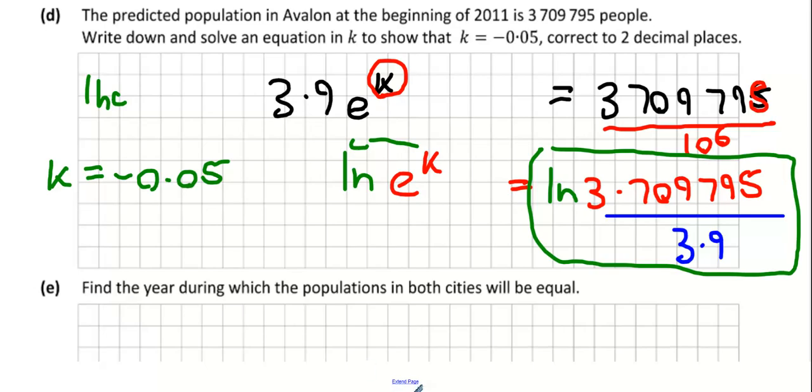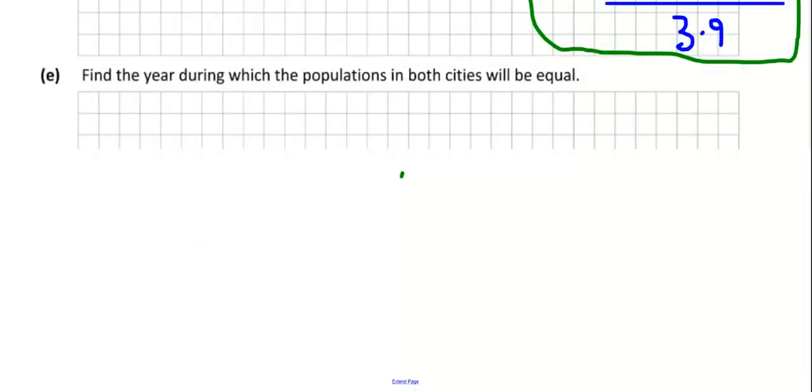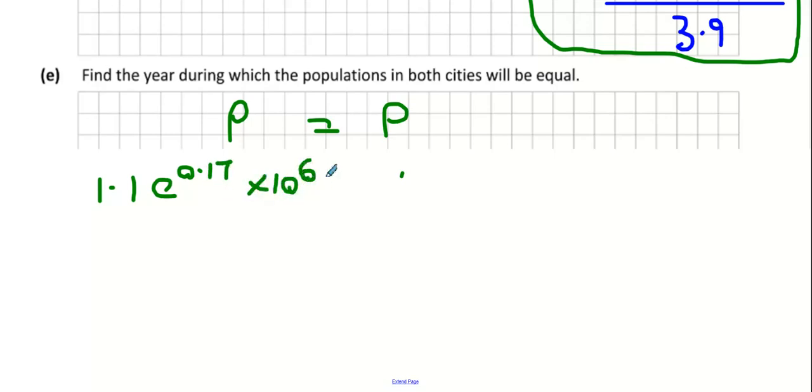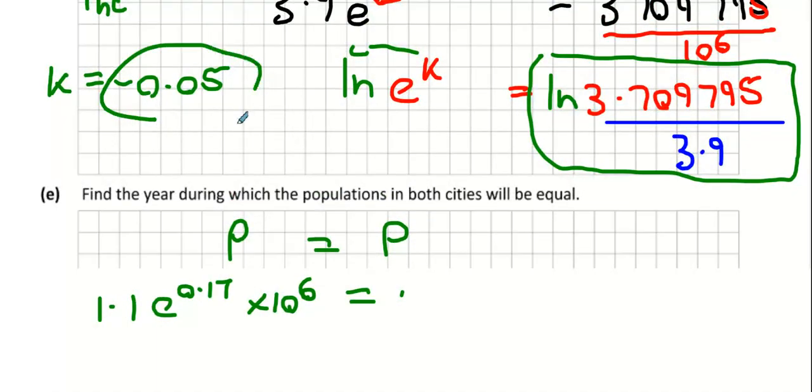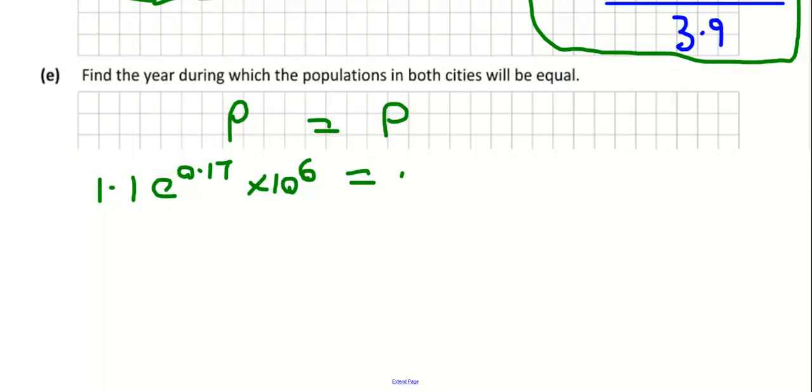Now, find the year during which the population of both cities is equal. Would everybody agree? P equals P. They're both the same. So what's the formula for Sapphire again? 1.1 e to the 0.1t by 10 to the power of 6. Now, see the way that was a negative answer? That means one of the cities is decreasing in population while the other one is increasing. You could check that out using your calculator.